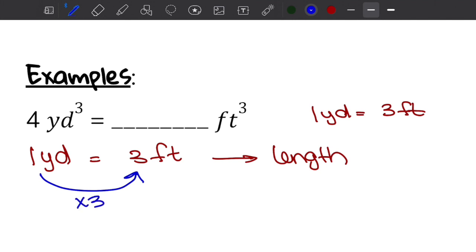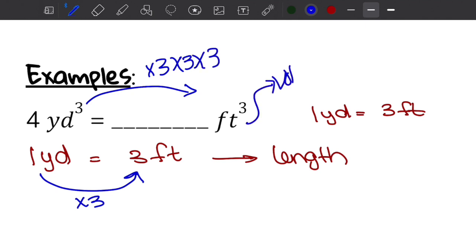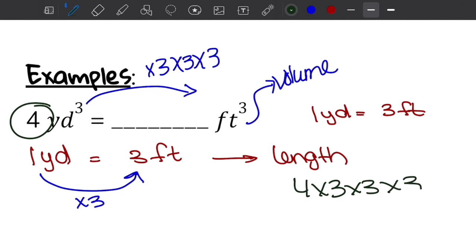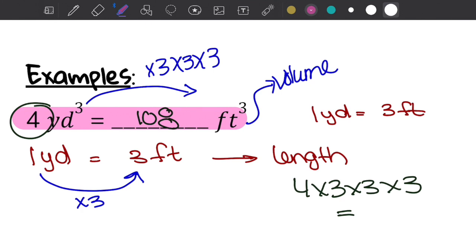Now I'm going to use the same process for my question, but instead of multiplying by 3 once, I'm going to multiply by 3 three times. And the reason I do that is because I am working with volume, and volume is 3-dimensional, so I multiply 3 times. So on your calculator, you're going to go 4 times 3 times 3 times 3, and that will give you the solution. And that number is 108. So the answer here is 4 cubic yards is equal to 108 cubic feet.